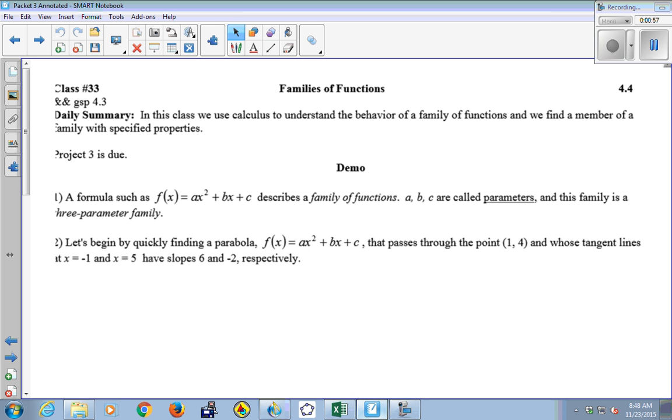Okay, so also don't forget project 3, your data project is due today. Just put it in your folder before you go.